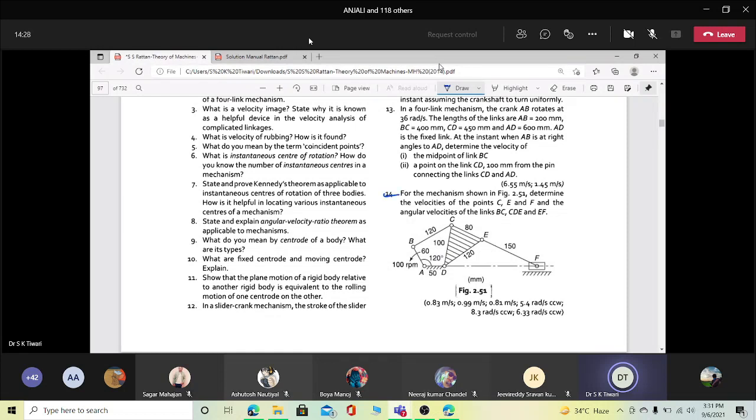I'm talking about this question. For the mechanism shown in figure 2.51, we have to determine the velocities of the points C, E, and F, and the angular velocities of the links BC, CD, and EF. Do you think there is a need for me to explain, or should I just draw it? Just draw it.